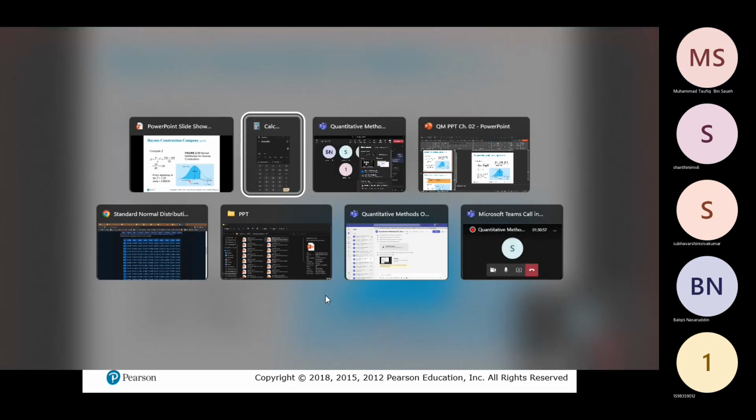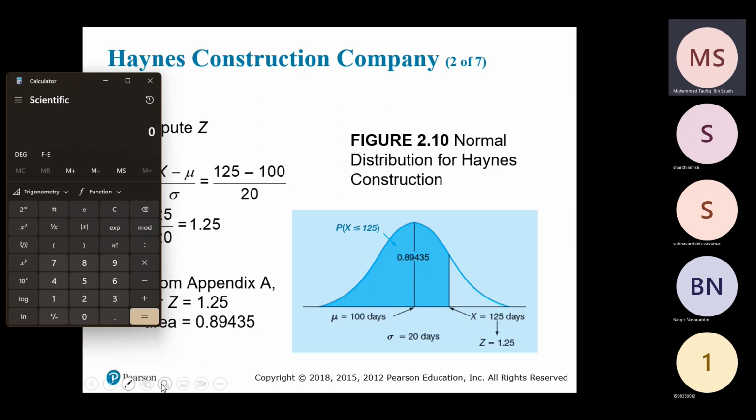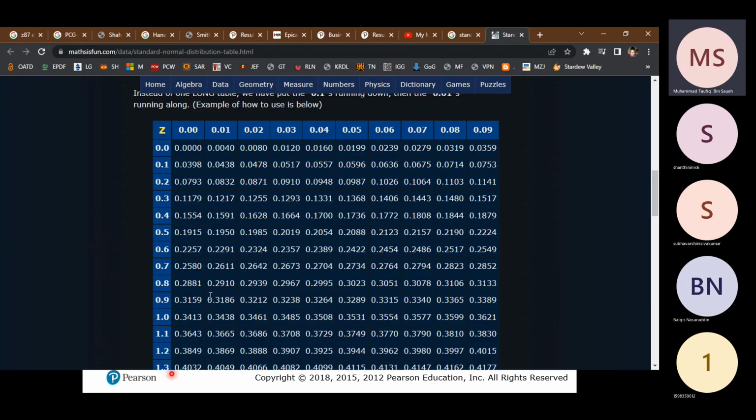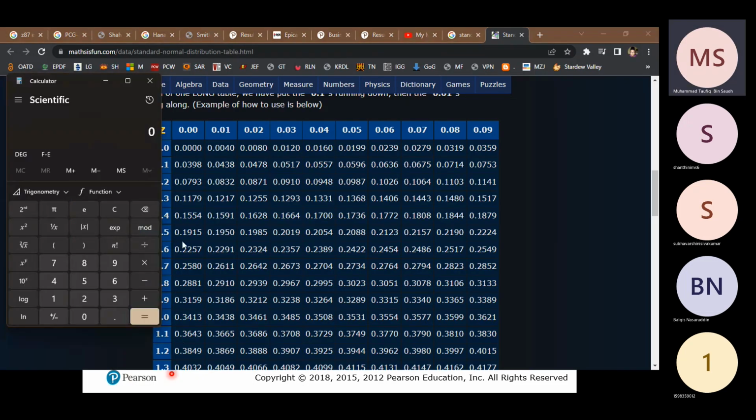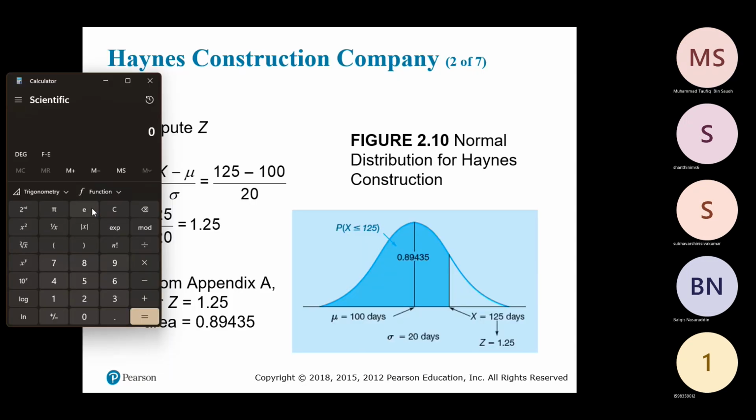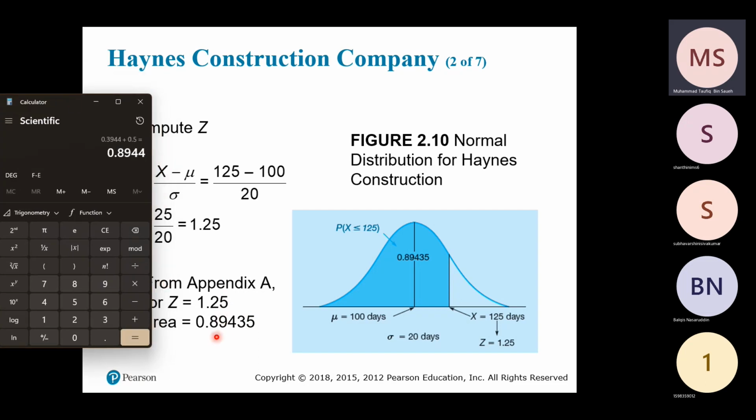And that 0.5 you just have to add to the portion that you calculated before. So 0.3944 plus 0.5, you can see here 0.89444. You can see the value is now similar. Just that this one has five decimal places, but the table that we use only gives you four decimal places. So both answers are correct, no issue. It depends on the table that we use.